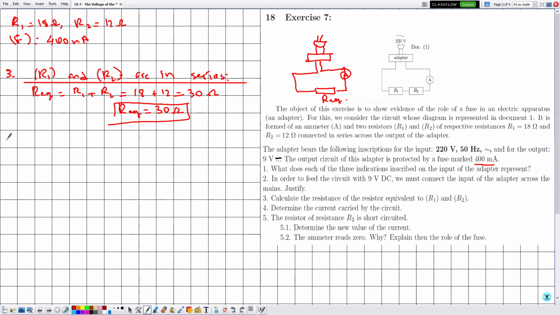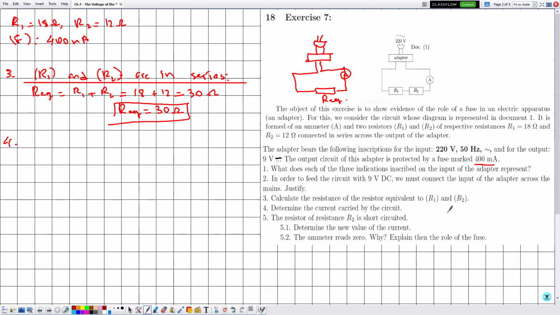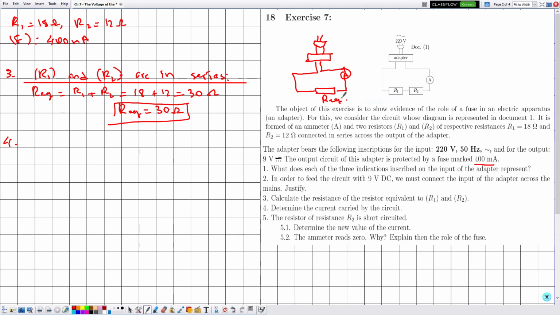Then we are in part 4. Now determine the current carried by the circuit. In order to determine the current, we have two different laws. Either we use the law of addition of currents, but here we don't have different branches in this circuit. The only law that we are left with is Ohm's law. Then apply Ohm's law to R equivalent.